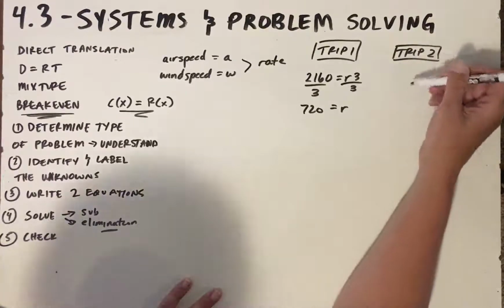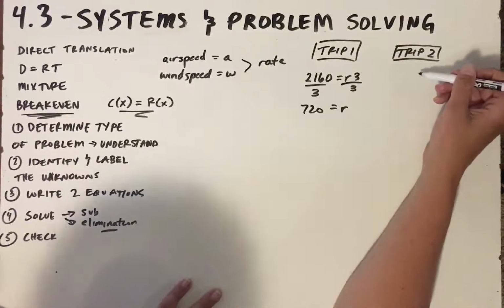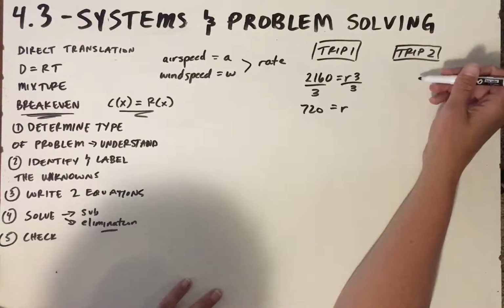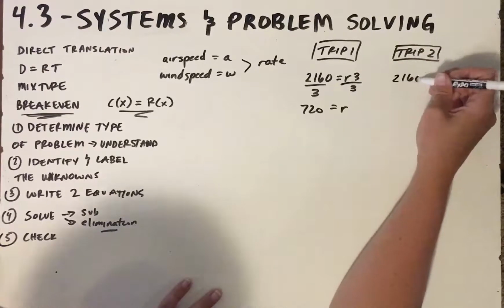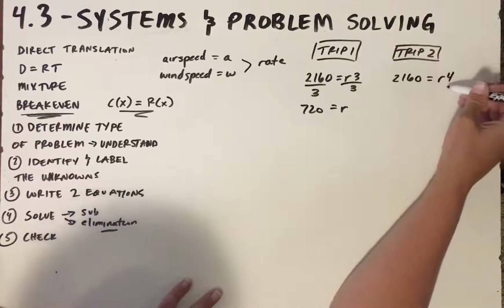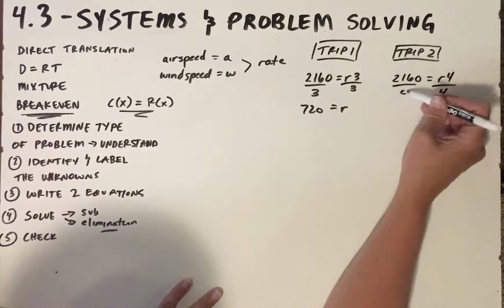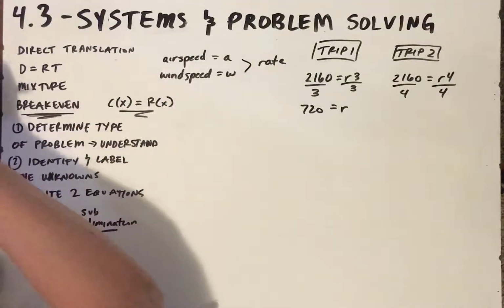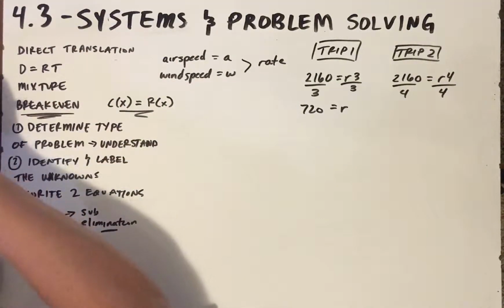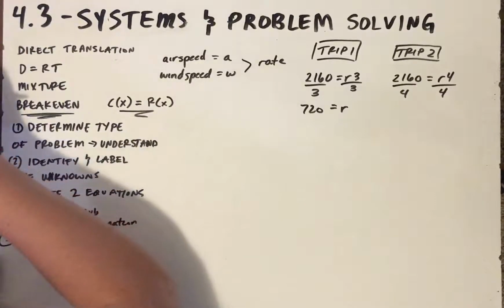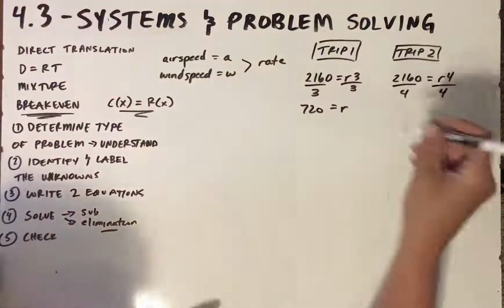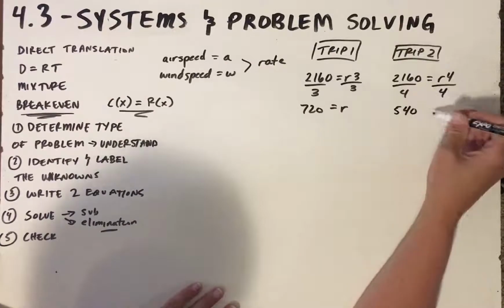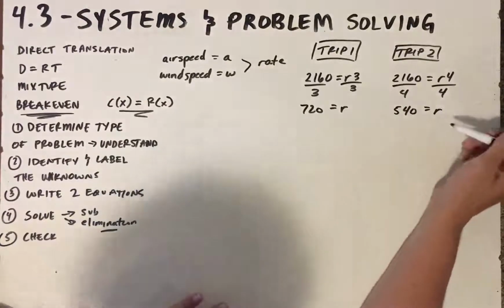What about trip 2? It says the return trip takes 4 hours against the wind. It takes 4 hours, but how far did I go? Well, it's just a return trip, so I went the same distance, but it took me 4 hours. So I'm going to divide by 4 here. 2160 divided by 4 is 540. So I was going 540 miles per hour is the rate.